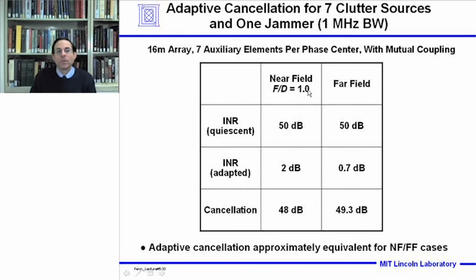In this table we're showing the near field simulated interference to noise ratio before and after adaptation and the cancellation, and the same for the far field. We're starting out with 50 dB interference to noise ratio before adaptation. After adaptation in the near field we reduce the interference down to 2 dB. In the far field the simulation shows that the interference was reduced to 0.7 dB. So the cancellation summarized here shows about a 1.3 dB difference in the adaptive array cancellation. And so the adaptive cancellation is approximately equivalent for the near field and far field cases.